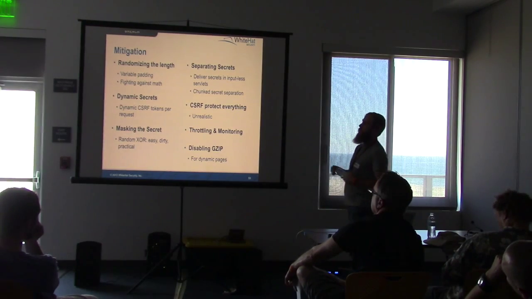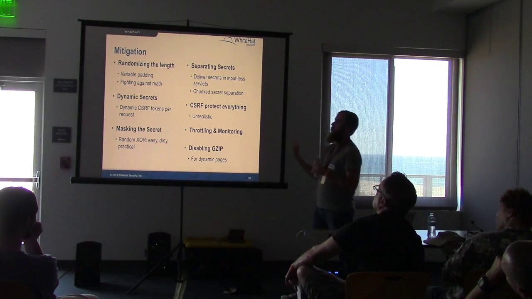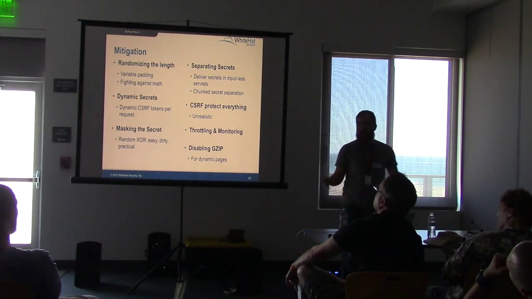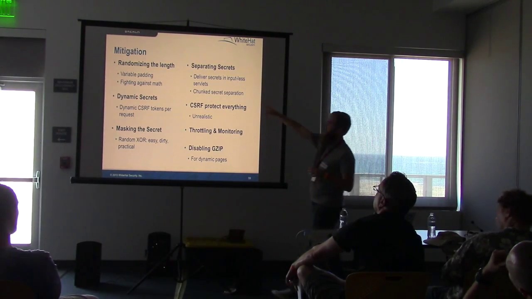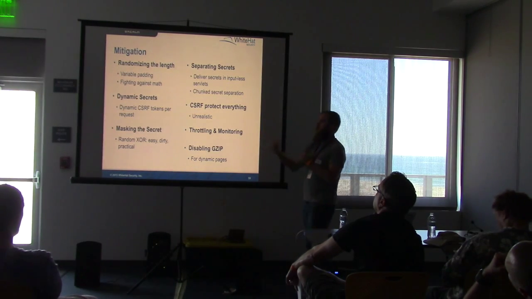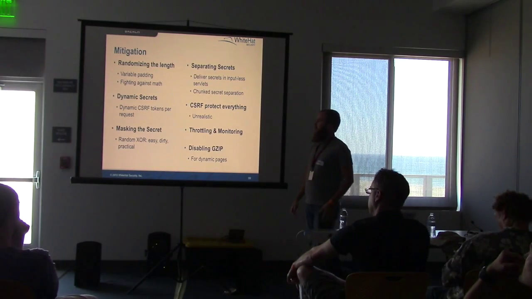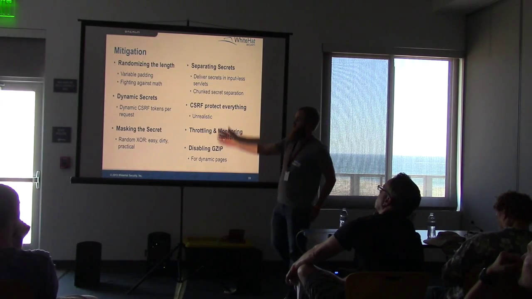So things that you can do: randomize the length of whatever you're trying to protect, right? So the CSRF token, randomize it. If you could chunk the HTTP request, I think that's on here somewhere, right? Yeah, chunk secret separation. You can chunk the request into separate things. It's kind of weird, but it would protect against this. Dynamic secrets, that's the big one.